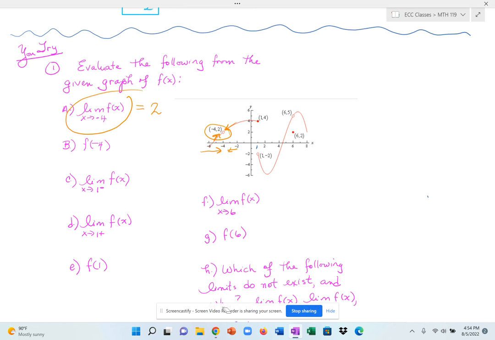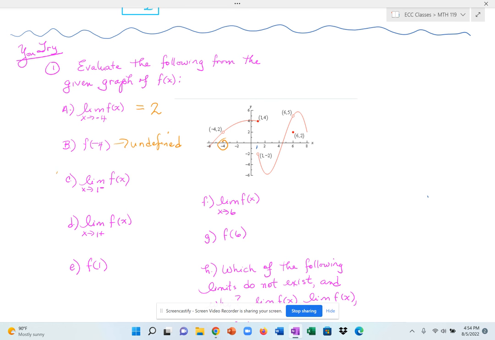Remember, the function doesn't have to be defined in order for the limit to exist. For part B, you're asked what is the value of f of -4. Since there is no line or solid point associated with x equal to -4, you would just say that this one is undefined. So the limit exists, but the function does not.